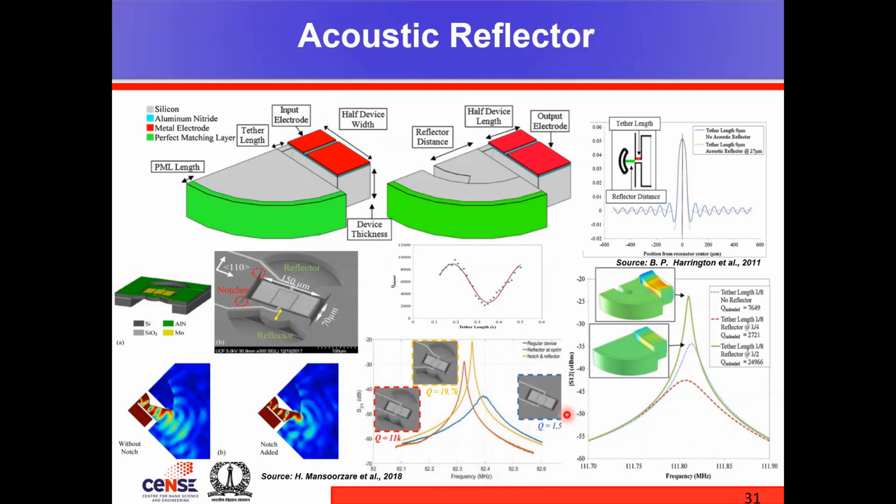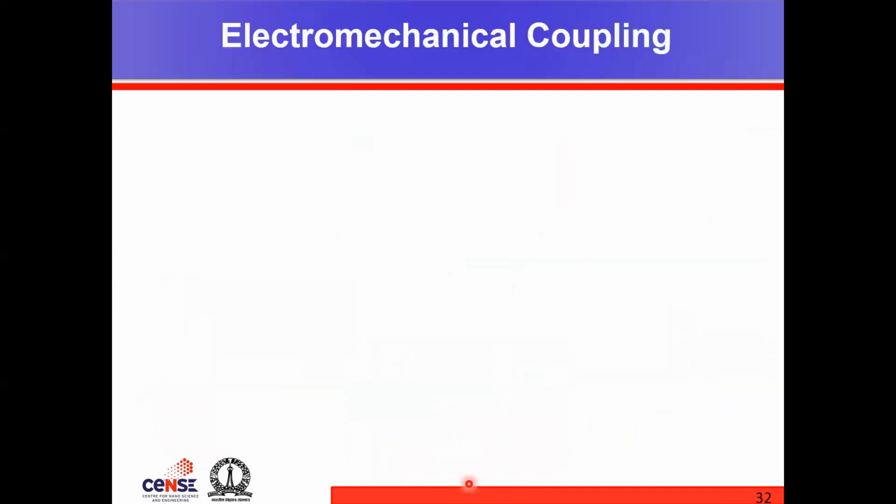So this is a traditional resonator, right? There are no reflectors, no notches, nothing. The Q is just 1,500. Now add a reflector, you boost the Q to 11,000. Add a notch with the reflectors, then the Q goes to 20,000. So this is a huge engineering advantage. That is, you do not add any extra power or any fabrication complexity, but by mere acoustic engineering, you're able to boost the performance of the device.